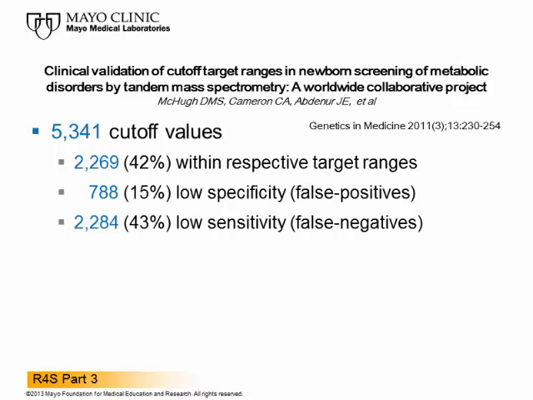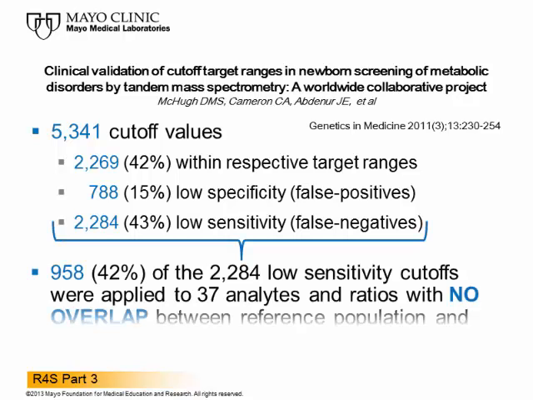This observation was compounded by the fact that more than 40% of these cutoff values with an intrinsic risk of low sensitivity were applied to 37 analytes and ratios that had no overlap between reference and disease ranges. Despite this compelling evidence, overall there was only limited response to the publication of this work, and to date only a small fraction of the inadequate cutoff values had been corrected by the laboratories participating in the R4S project.